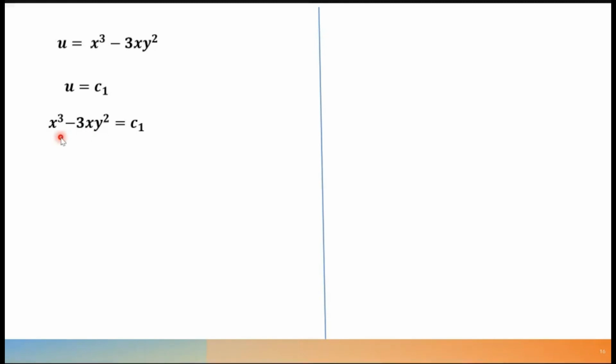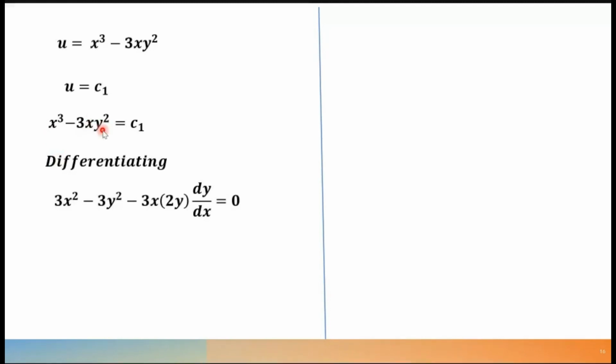तो 3x cube का differential हो जाएगा 3x square. इसमें product rule लगेगा. So -3 into x into y square का derivative है, तो y square into derivative of x, यहाँ पे 1 हो जाएगा. -3x into y square का derivative 2y dy by dx. हमें dy by dx निकालना है, not the partial derivative.